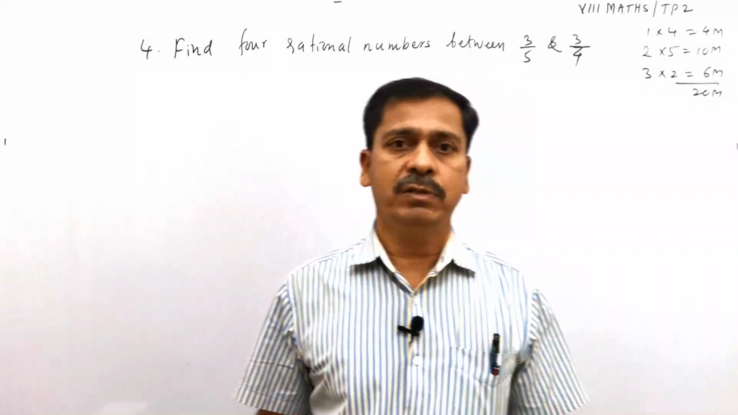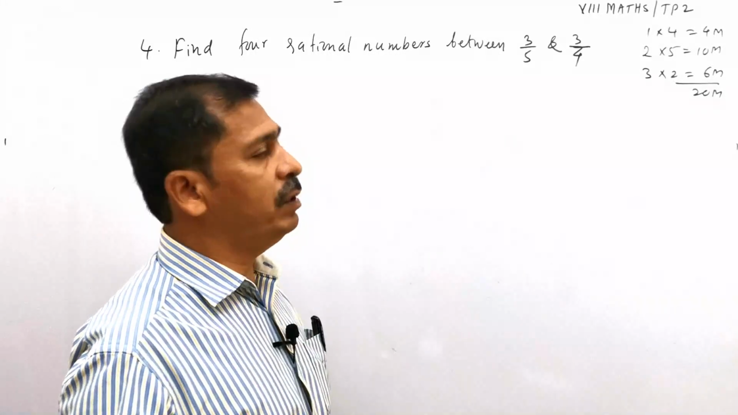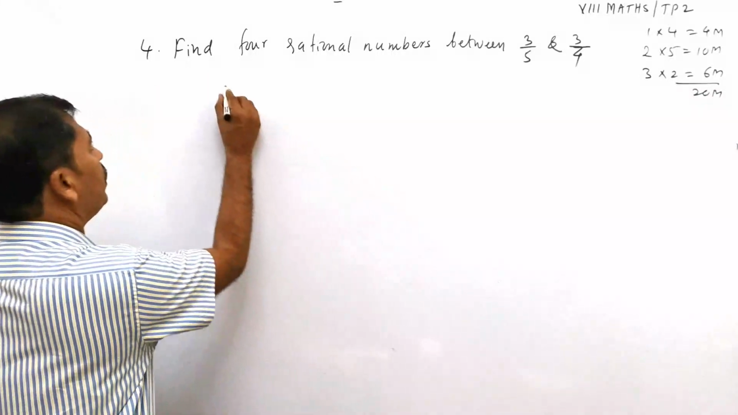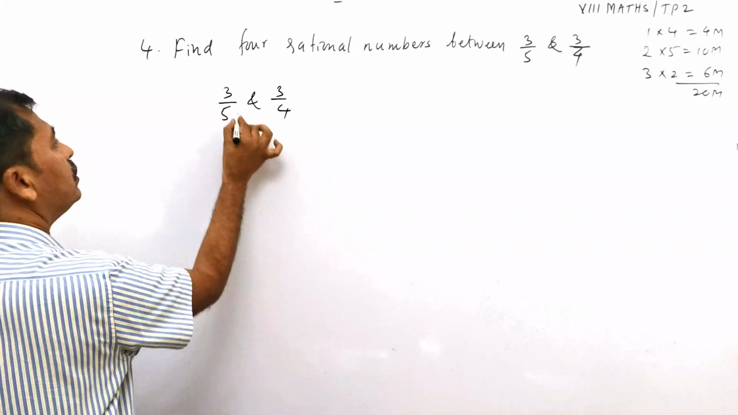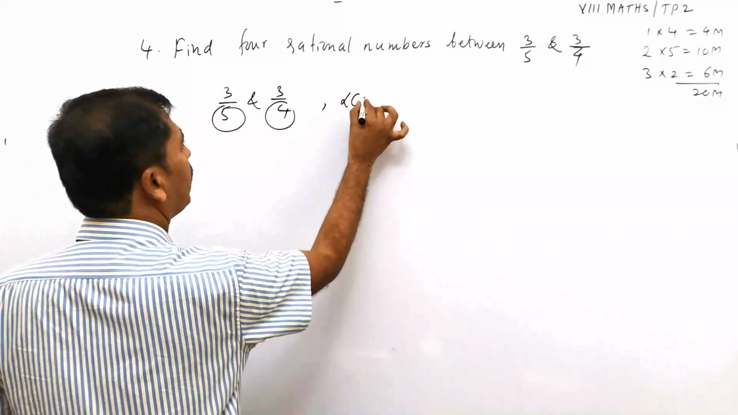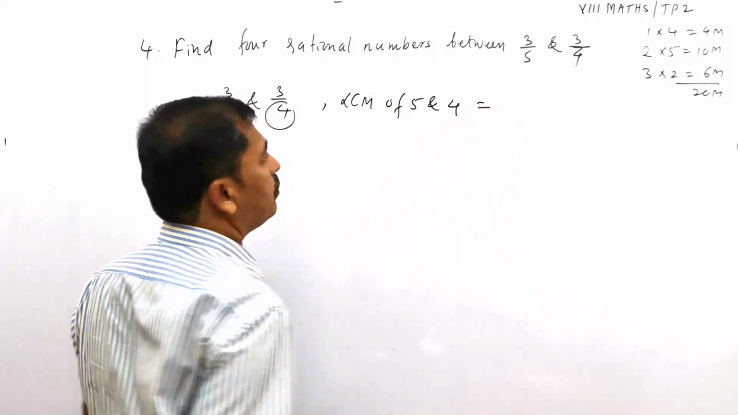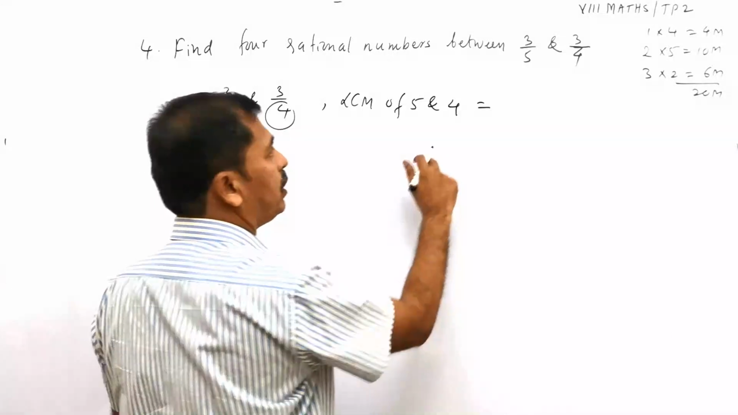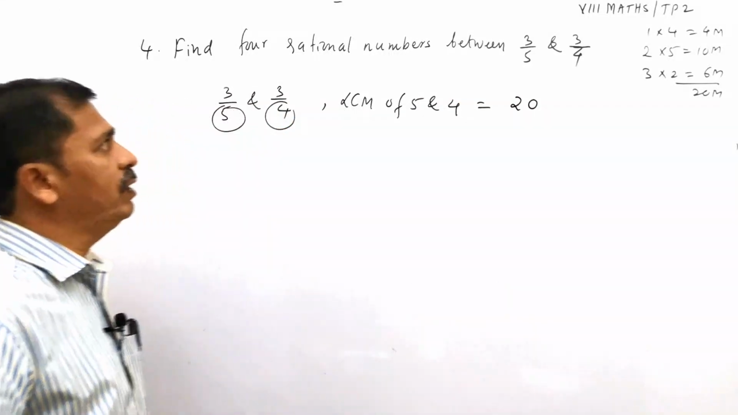Insert rational numbers between the given numbers. What are the given numbers? 3/5 and 3/4. 3/5 and then what is there? 3/4 is there. So denominators you observe here, and then you find the LCM of the denominators. Co-prime, so the product is the LCM. So the LCM is 20. Is it clear? LCM 20.